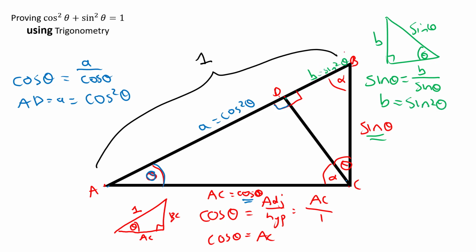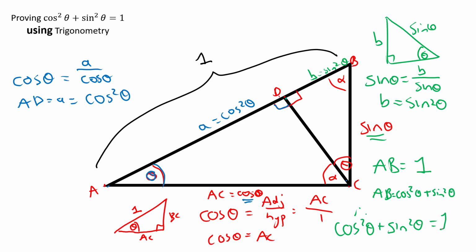Can you see how we've got to our answer? Well, we have in AB that we know it's 1, we defined it as 1, but also it's cos squared of theta plus sine squared of theta. Therefore, cos squared of theta plus sine squared of theta has to equal 1. And there we go. What a lovely, lovely proof.